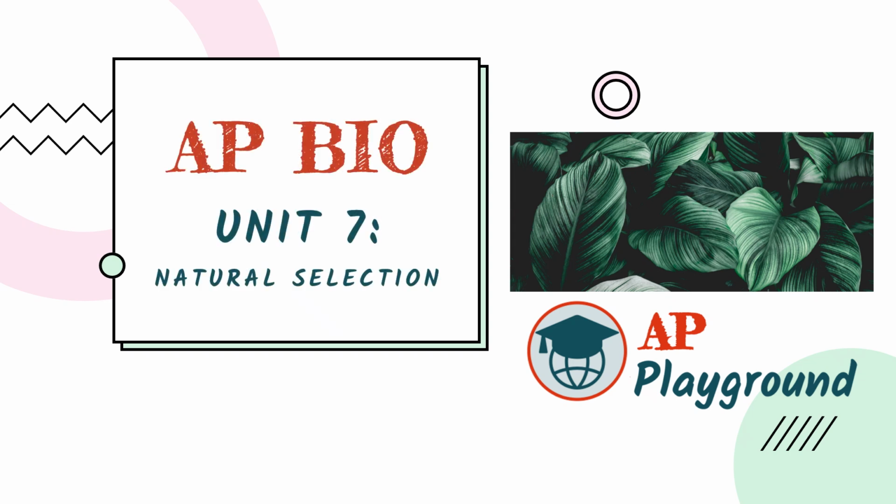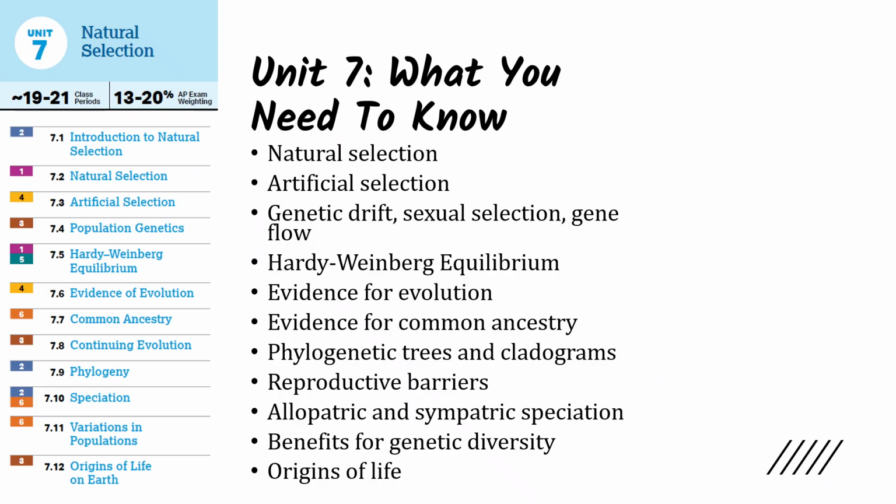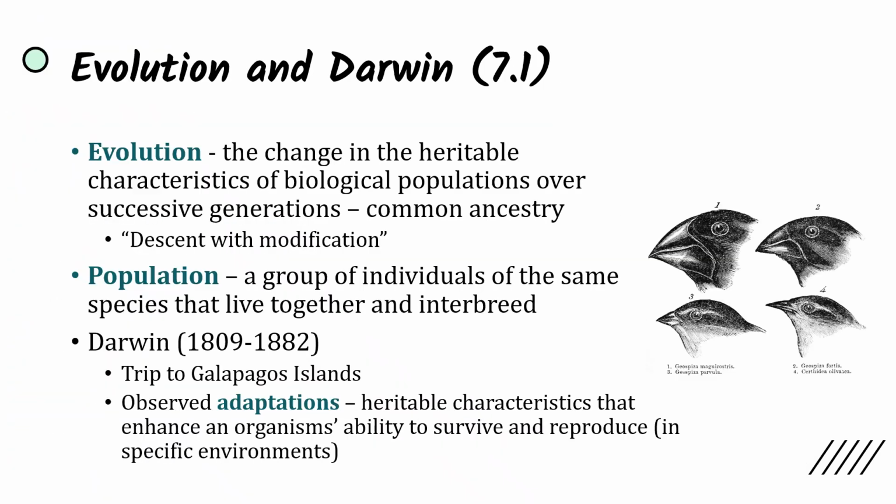Today we're reviewing Unit 7, Natural Selection. So, within Unit 7, here are the things you need to know. Natural selection, artificial selection, the different forms of genetic drift and other contributors to evolution, Hardy-Weinberg equilibrium, evidence for evolution, evidence for common ancestry, phylogenetic trees, and cladograms to represent evolutionary relationships, speciation, benefits of genetic diversity, and origins of life. So let's begin by discussing evolution and Darwin.